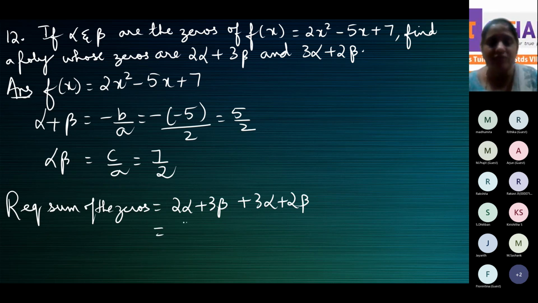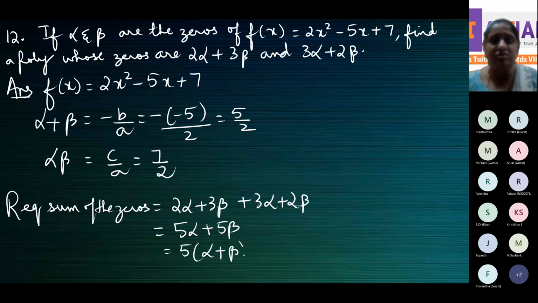So this will give you 5 alpha plus 5 beta. On taking 5 common, you get alpha plus beta. And what is the value of alpha plus beta? 5 by 2. So 5 into 5 by 2, that is 25 by 2. This is the required sum.